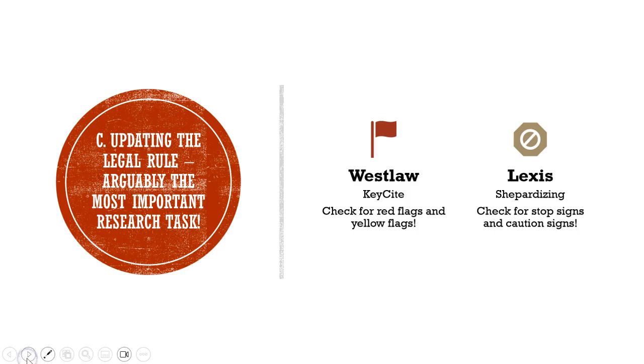Westlaw and Lexis are also, as the slide title says, arguably the most important research task. Checking for red flags and yellow flags in Westlaw, or in Lexis you would find stop signs and caution signs that tell you to read on, look at what we call the history of the case, and that is like a blowback of what happened since the case. Other cases come along, it cites the precedent, maybe the court has made a different decision, and so you have to make that judgment based on KeyCite, which is what we use in Westlaw.